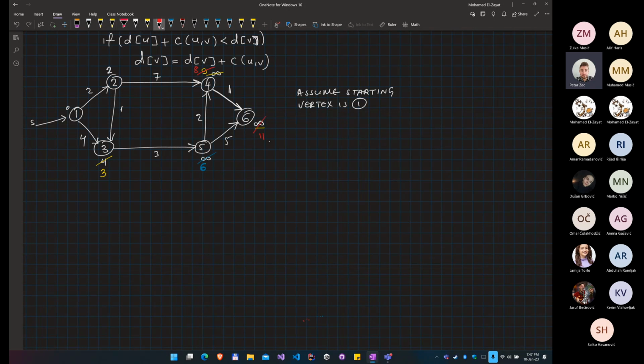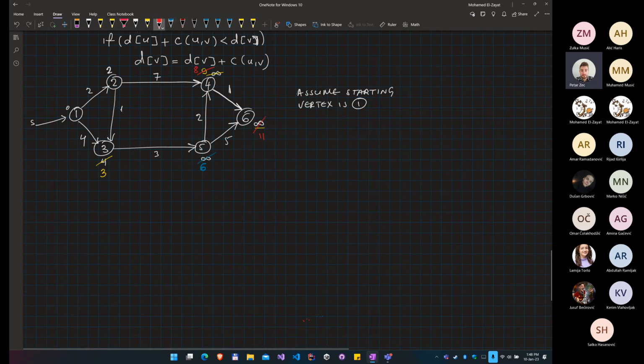Now, we pick up the next smallest one. Now the next smallest one is either 8 or 11. So we pick up 8. Now the vertex 4 with a cost of 8. If we look at what is exactly connected directly to it, we can see it only connects to 6.